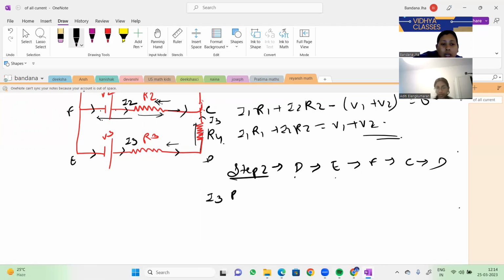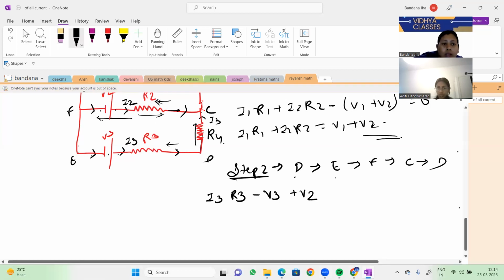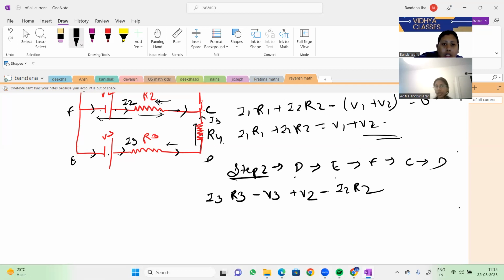So I3 R3. Then from positive to negative, high to low. High to low is what? Negative V3. Then F, there is no resistance. Then here, low to high. Low to high becomes what? Positive V2. Then we are going along with the direction of current, which means minus I2 R2, correct? Then current is going in this direction and we are going against it, which means positive I3 R4.